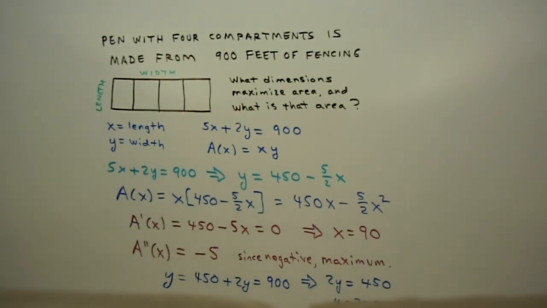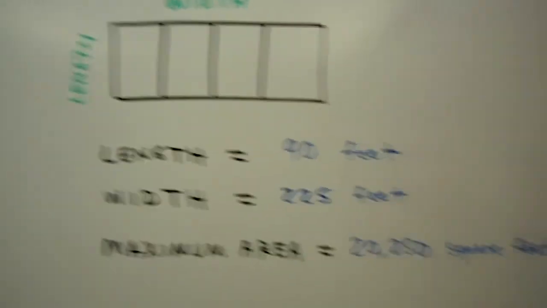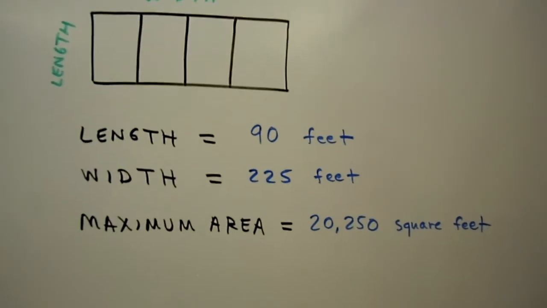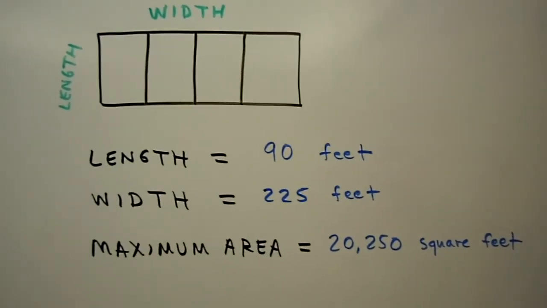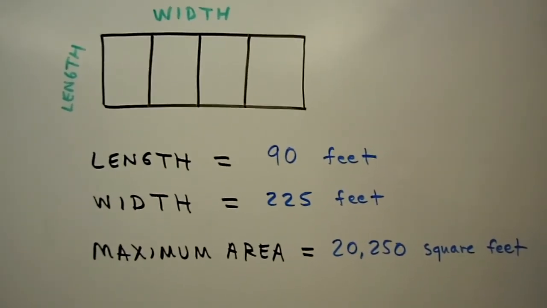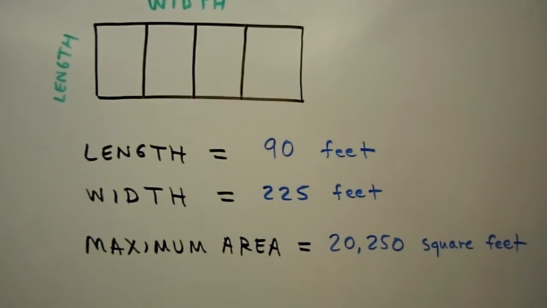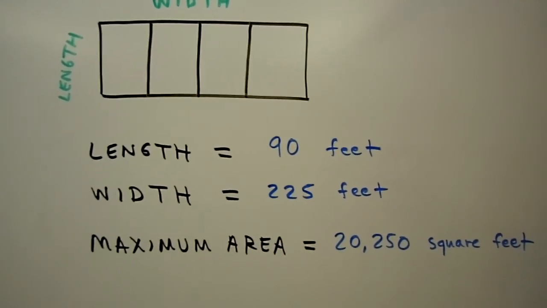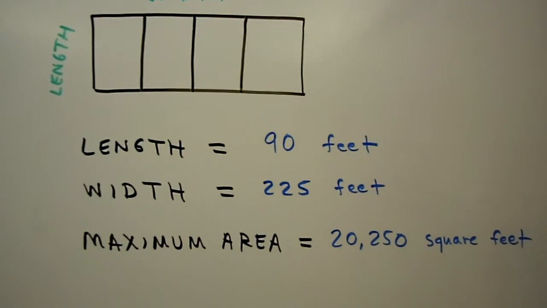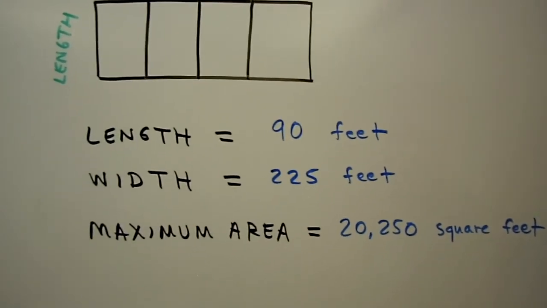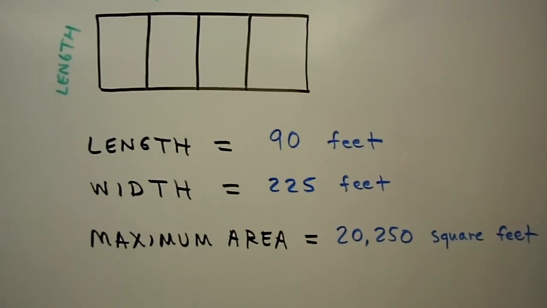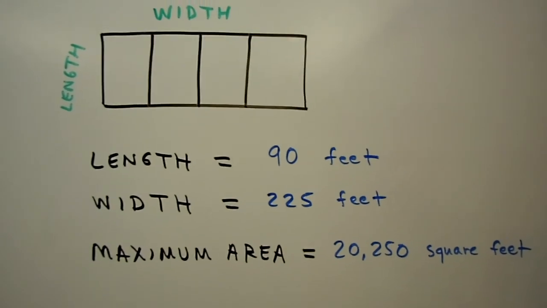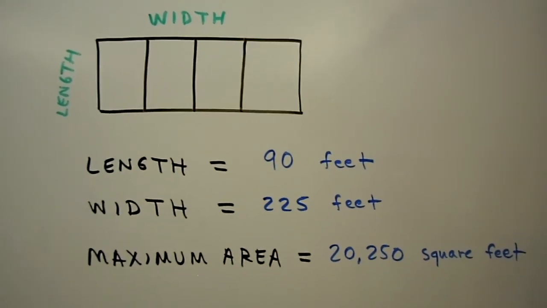So therefore, your final answer, if we indicate, giving the proper labels, these are in feet, that the length to maximize the area would be 90 feet. The width is 225 feet. And then the area, length times width, is 20,250 square feet is the proper label. And remember to label in feet and square feet.